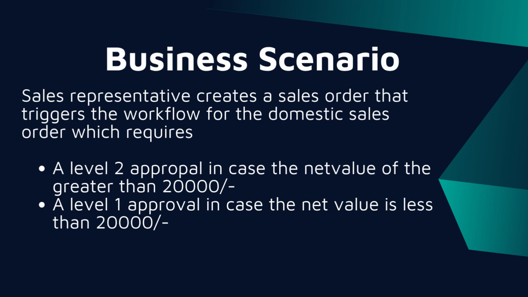Let's take a business scenario for better understanding. I would like to trigger the workflow for the domestic sales order, which requires a level 2 approval in case the net value of the order is greater than 20,000 and a level 1 approval in case the net value is less than or equal to 20,000.